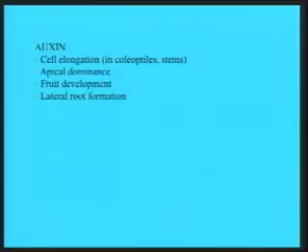Also, as I mentioned, apical dominance of the shoot, and we'll get to that again in a moment, as well as stimulating fruit development. And also, as we'll get to in a moment, even though it inhibits branching of the shoot, it promotes branching of the roots, the formation of lateral roots. So it has the opposite effect in the roots.